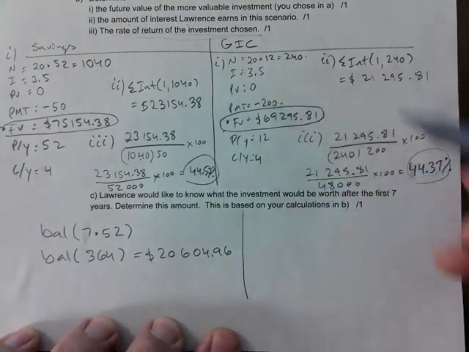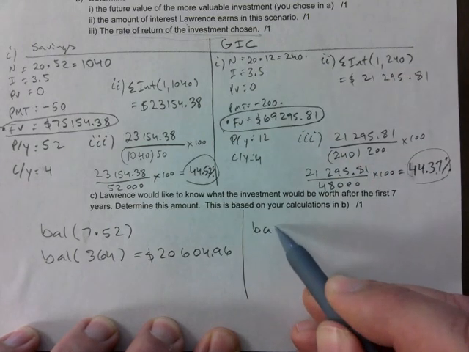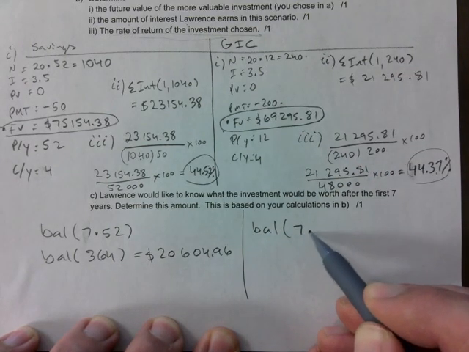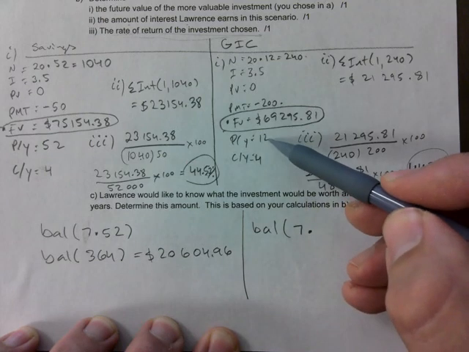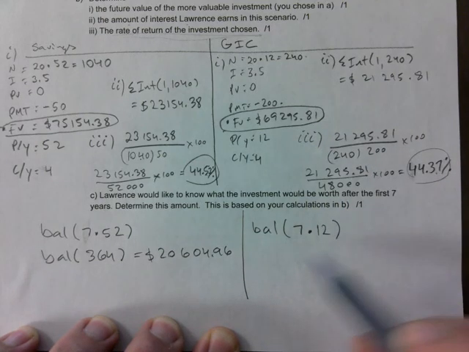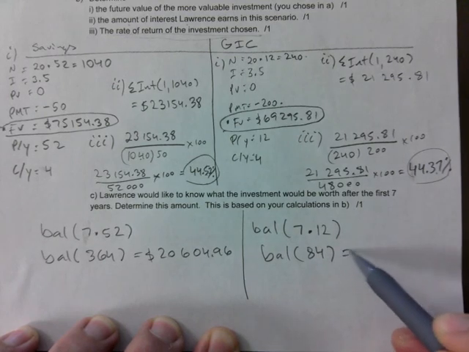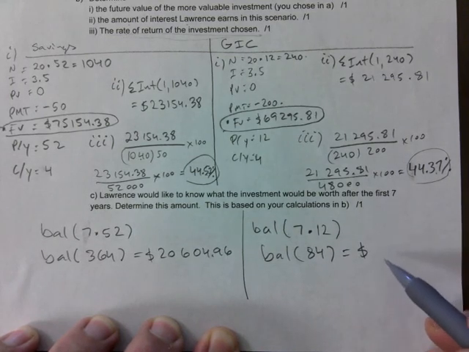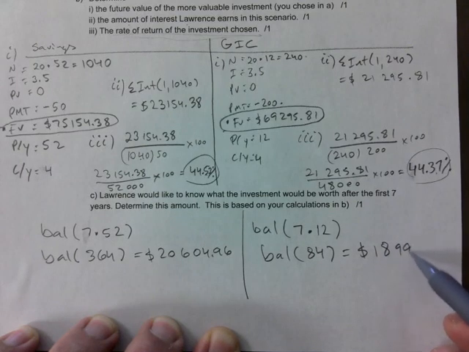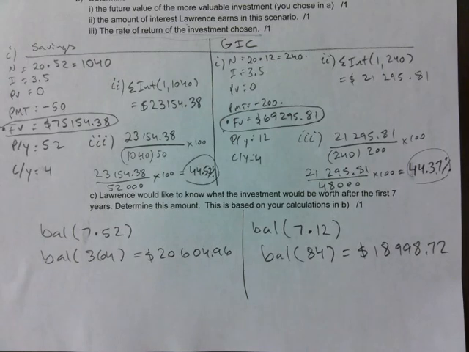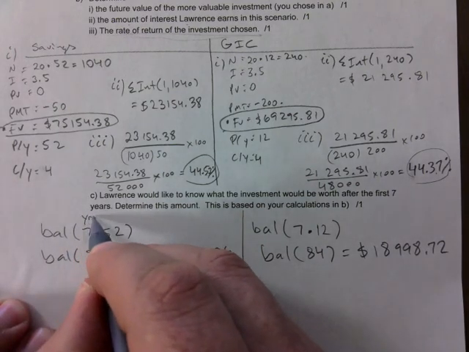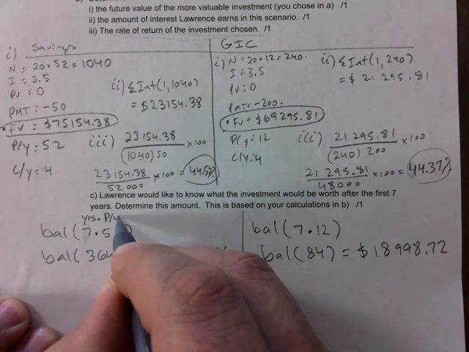If you chose the GIC, it's balance of 7 years times whatever your PY is there, which is 12. So that would be balance of 84. And so you would have 18,998.72 in your account. That is including any interest that was earned up until that point. So always remember years times PY.